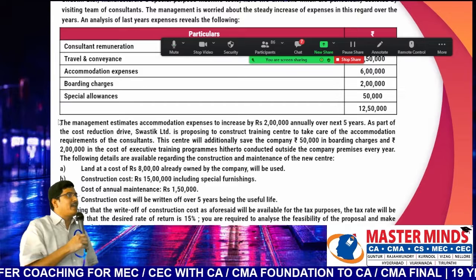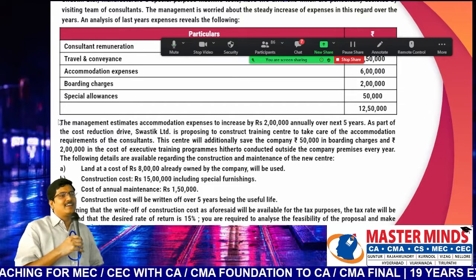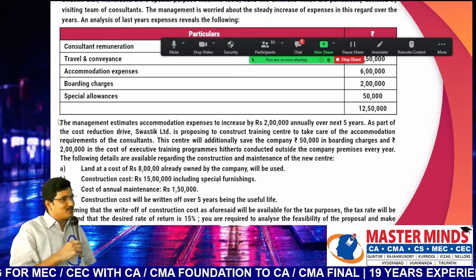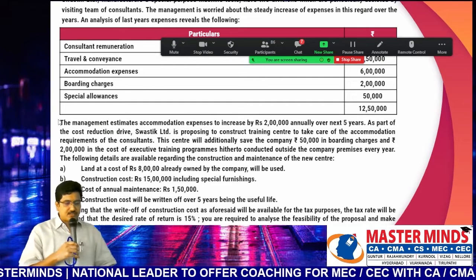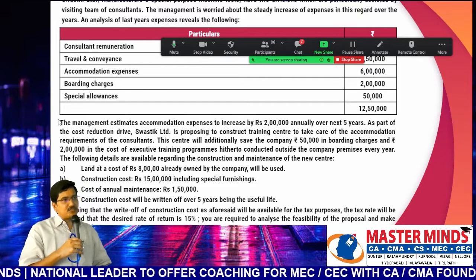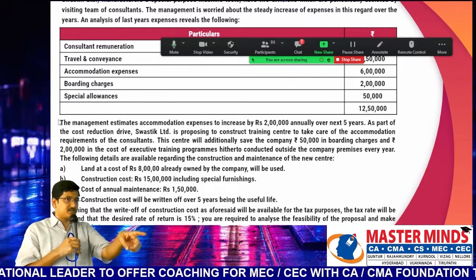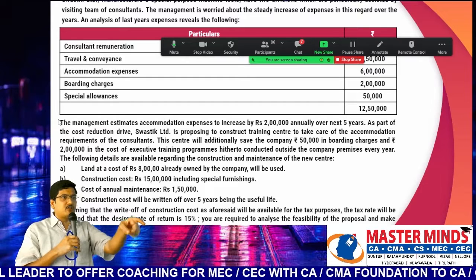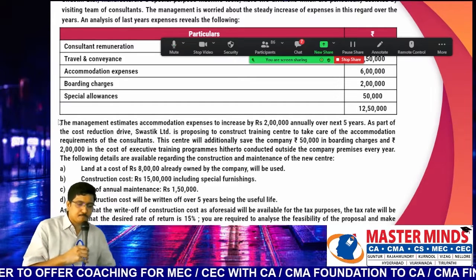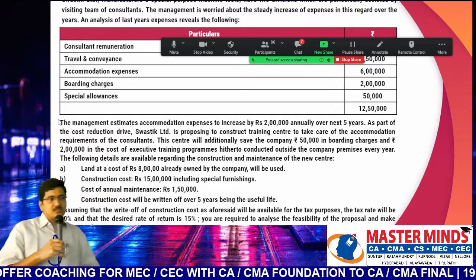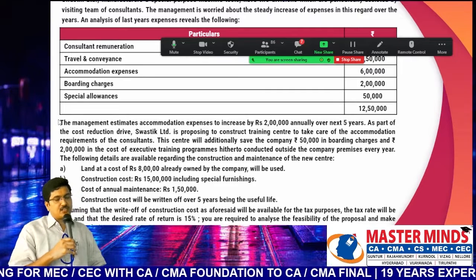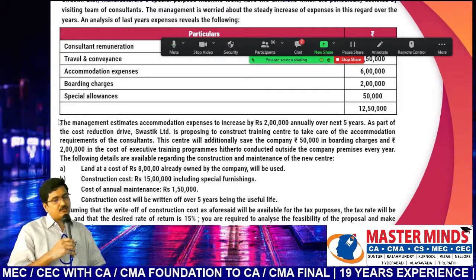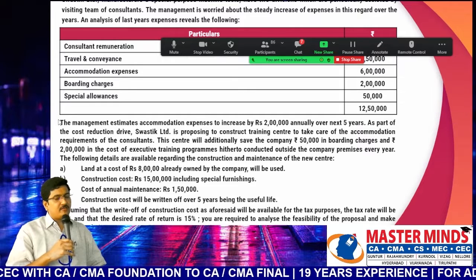The statement should be particulars, year 1, year 2, year 3, year 4, year 5. Let's start. Savings in accommodation expenses. Don't write just accommodation expenses. What you need to write is savings in accommodation expenses. Year 1, 8 lakhs. Year 2, year 3, year 4, year 5, 16 lakhs.